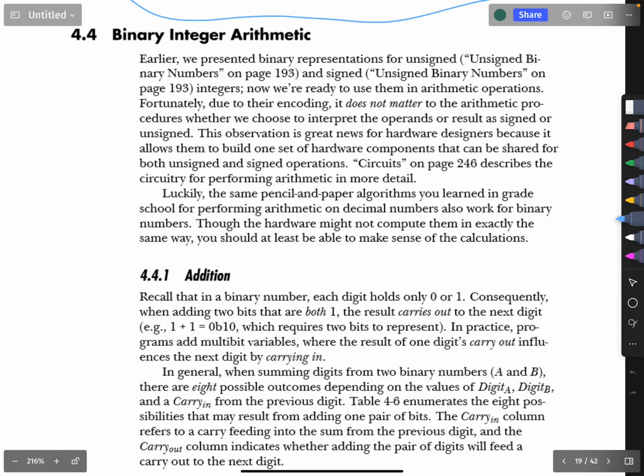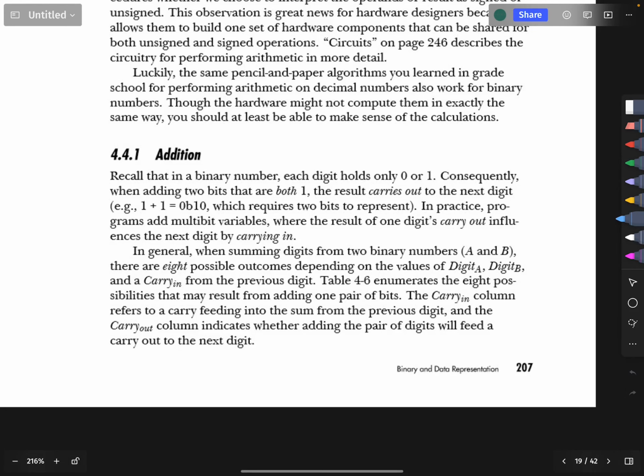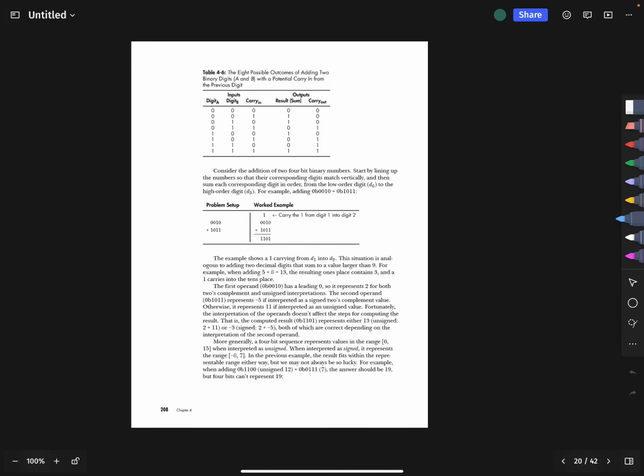Video series. We're moving on in the textbook Dive into Systems to section 4.4, Binary Integer Arithmetic. We have talked about this a little bit maybe 2 videos ago or so, but I didn't talk as deeply as we could about carrying, so I wonder if maybe we're going to get into that with some depth.